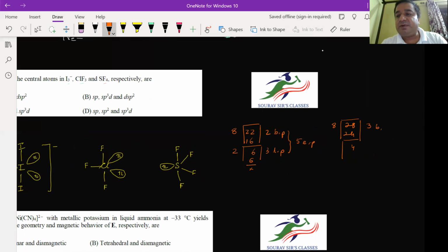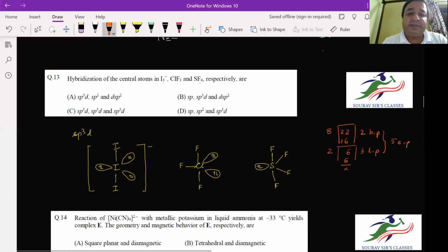So this is the amount of bond pair. You have a 4, and you divide by 2 because it is less than 8. Now you have a 2. So this is your lone pair. Okay. So again, the electron count, you will say 5 electron pair. So for a 5 electron pair, it is again going to be sp3d.